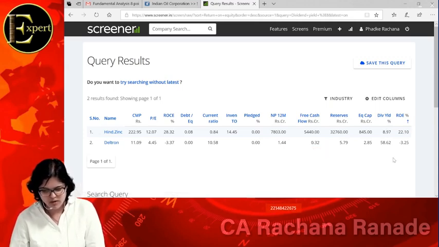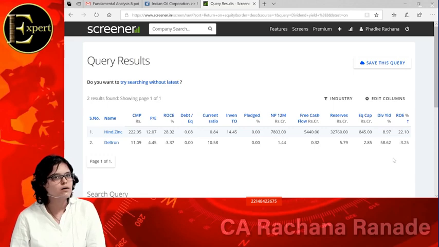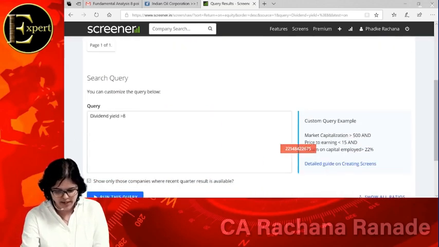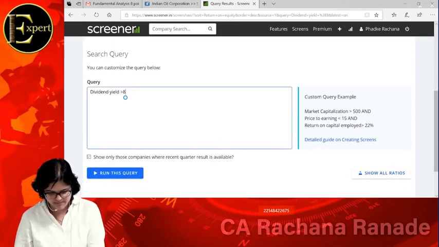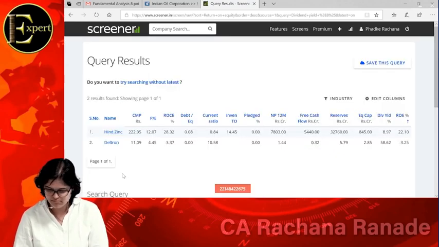No, dividend yield only, na? No, percentage sign is not required. I don't think it will take the query with percentage sign. It's presumed as a percentage. Same.